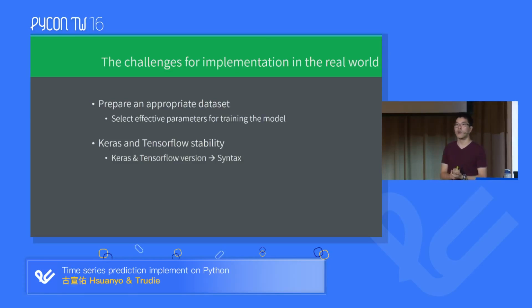Okay, so the last thing I want to talk about is the challenge of the implementation in the real world. The first thing is that you have to prepare an appropriate data set for the model. What I mean is that you need to focus on how to find the effective parameters for training a model. This is a very important thing. Or I would like to say this is the most important thing for forecasting the future. This is because if you use inefficient parameters, or you use junk parameters, it will be junk in, junk out, so you won't have anything that you expect in the output.